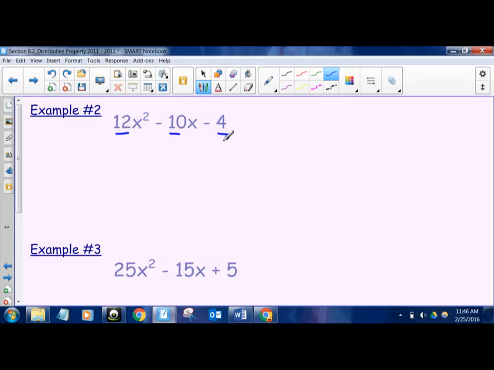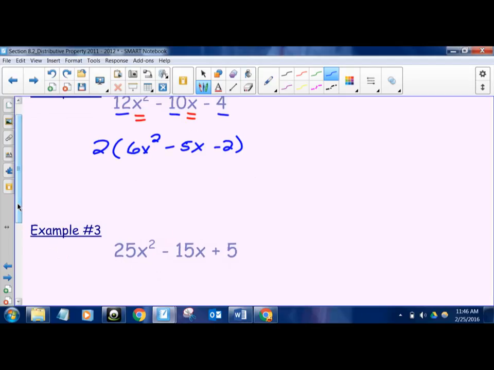GCF of 12, 10, and 4. Unfortunately, you can't pull 4 out. It's just going to be 2 because 10 doesn't divide into 4, so it'll be 2. And then the variable portions, you got x squared, you got x, and you got nothing, so you can't pull any out. Then we factor. 12x squared divided by 2 will just be 6x squared. Negative 10x divided by 2 will be negative 5x, and negative 4 divided by 2 will be negative 2. Right, so that would be the factored answer there.